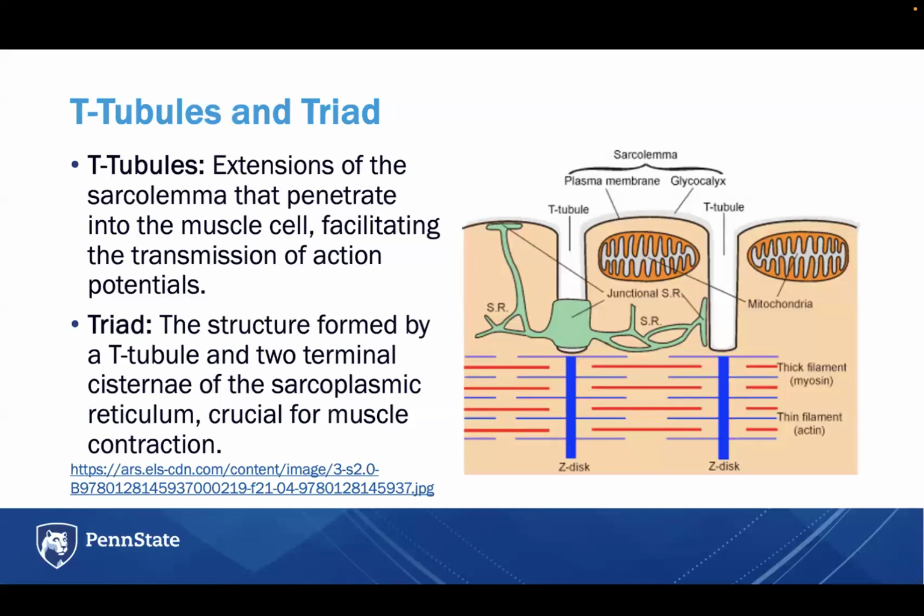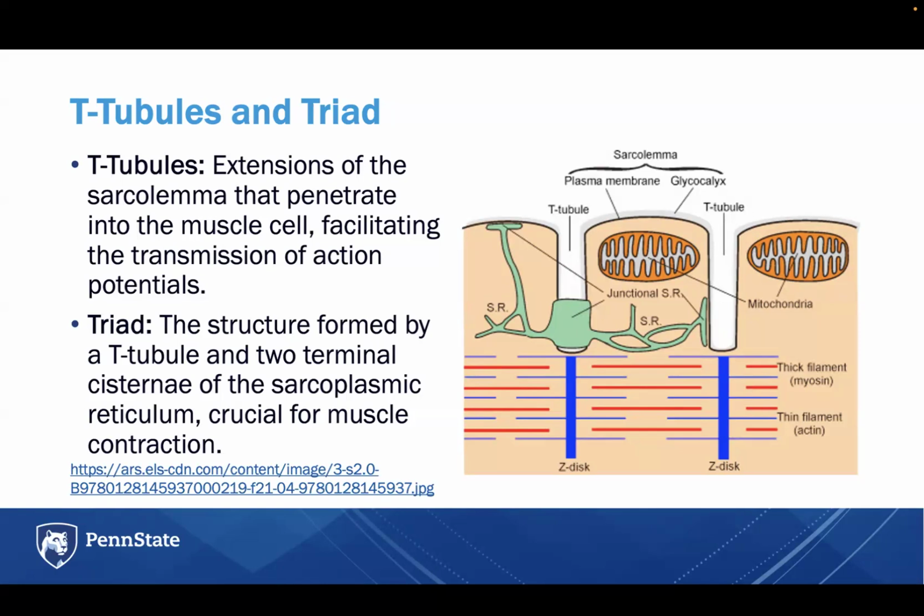T-tubules are crucial in the functioning of a muscle cell. They are extensions of the sarcolemma that penetrate into the muscle cell, and they facilitate the transmission of action potentials. As you can see here, the T-tubule is filled with extracellular fluid, and they allow the sarcoplasmic reticulum to reach into the individual sarcomeres.